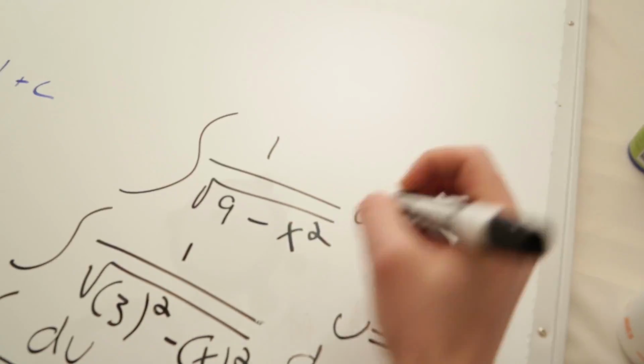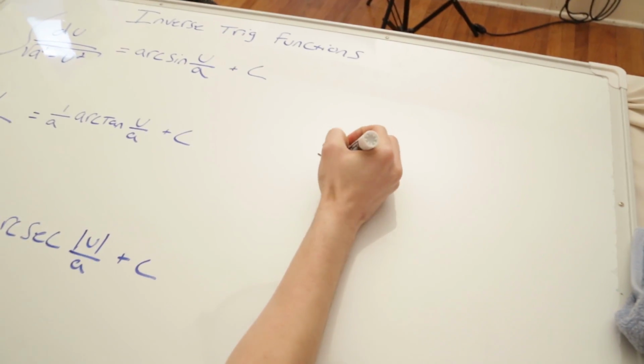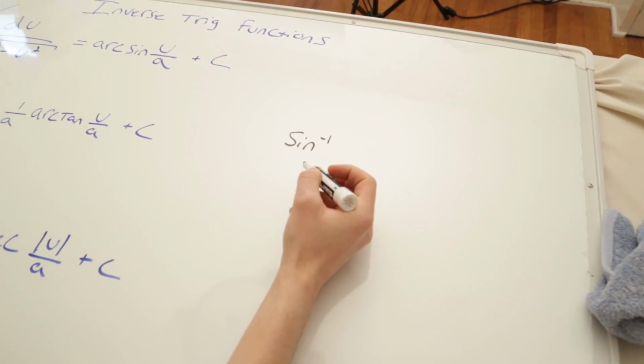And before you fucking comment, okay, dx, yeah, I know, I forgot. On all my tests, at the very end, I go back and write my plus c's and my dx's. I always forget that shit. Don't forget that shit. So what is arcsine? Arcsine is just sine to the -1. It's the inverse of sine.